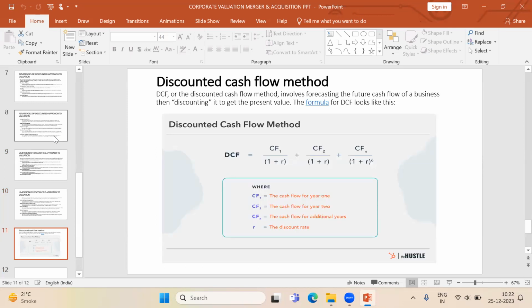Now you can see the discounted cash flow method through this formula. The DCF, discounted cash flow method, involves forecasting the future cash flow of a business and discounting it to present value. The formula looks like below. CF1, the cash flow for year 1, CF2 for year 2, and so on for additional years, and R stands for the discount rate.